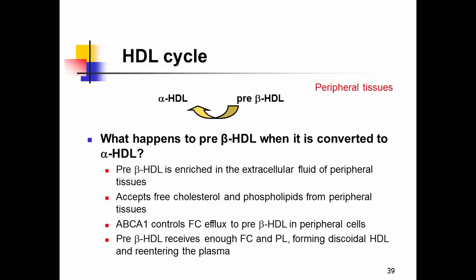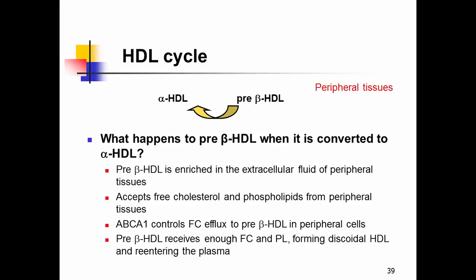And again, I mentioned that ABCA1 is very important. It is localized on the surface of the peripheral tissues, the cell membrane, and ABCA1 is the transporter that controls or regulates the free cholesterol efflux to pre-beta HDL. That means ABCA1 controls the transport of free cholesterol from peripheral tissue cells to beta HDL.